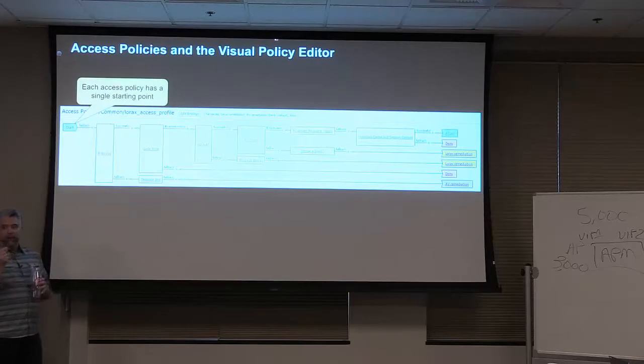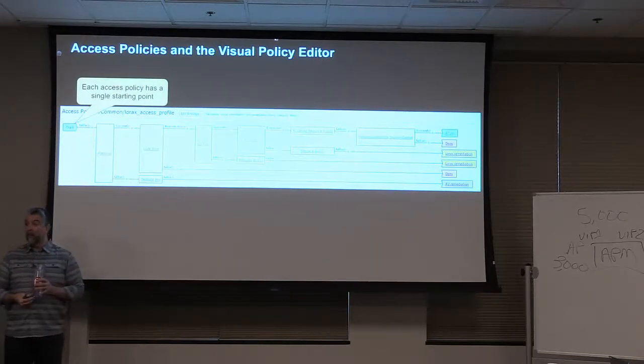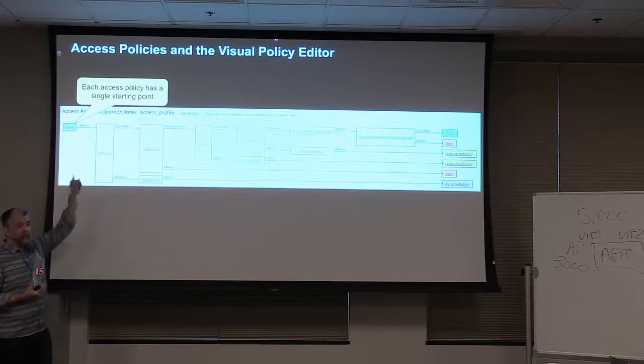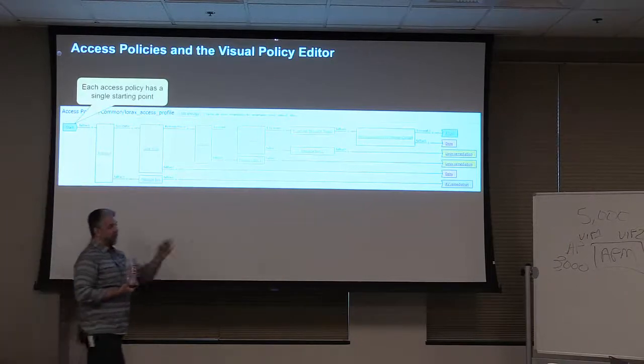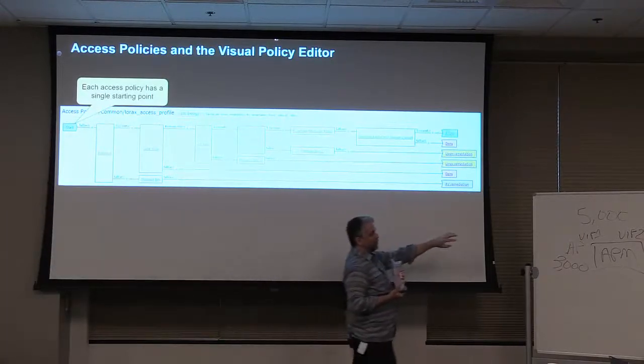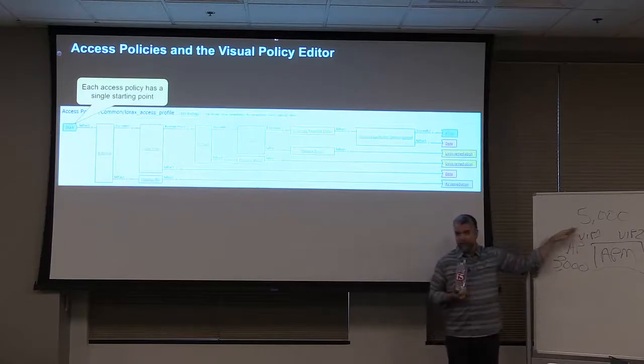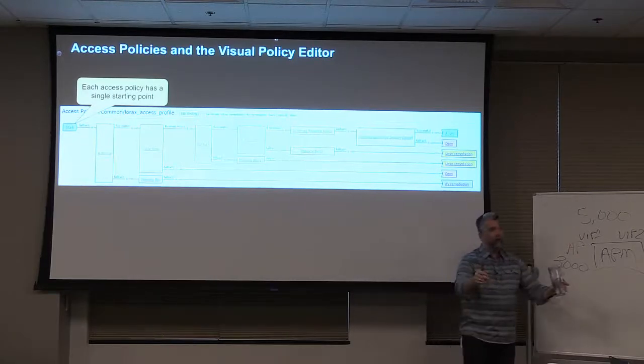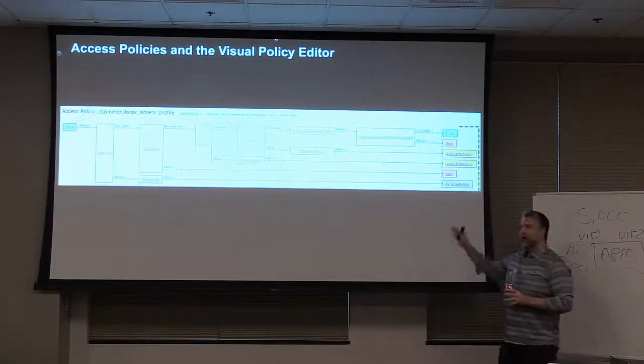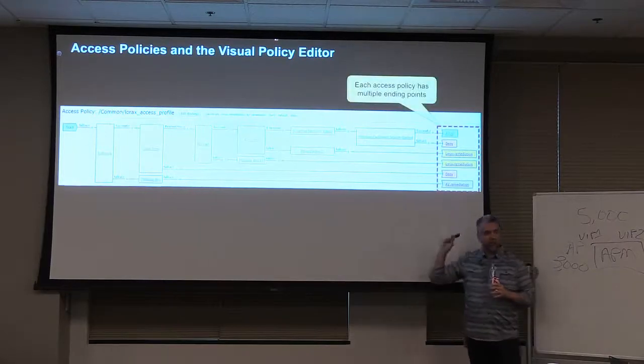So we have one VIP. One VIP has one access profile. That one access profile is attached to one access policy, and the one access policy has one start point. That means every user that's going to this VIP starts at the same place. And then they go through branches based on whatever environment they're in. And then we have several different ending points.